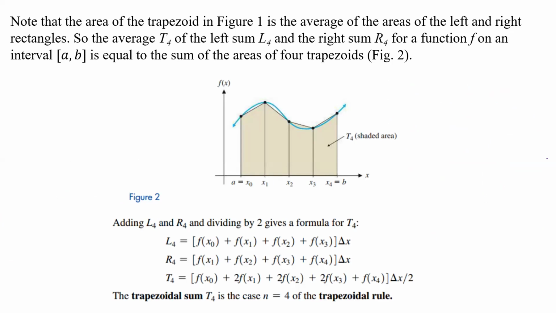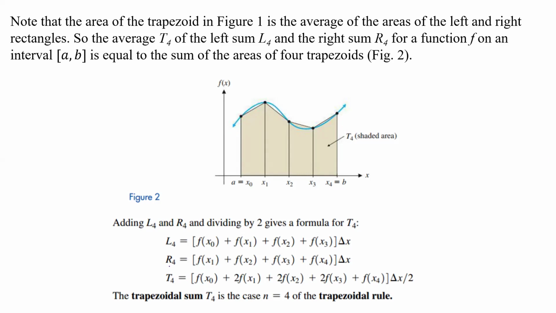Now note the area of the trapezoid in figure one is the average of the areas of the left and the right rectangle. So the average T4 of the left 4 and the right 4 for a function on an interval is equal to the sum of the areas of the four trapezoids. So think about this, if we did the left one, it would come here. And then if we did this one, it would come here. Then this one would come here, and then this would come here. And we'd have those four. If we did the right, it would come this way, and then this way, and this way, and then this way. And so what we're doing now is we're doing the trapezoids.